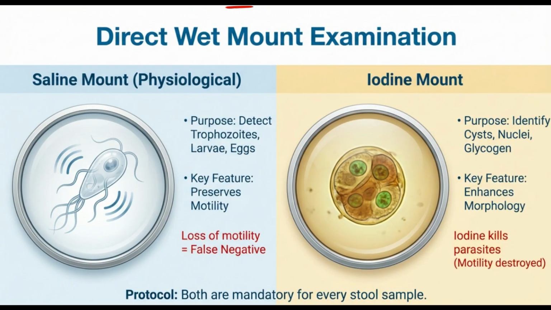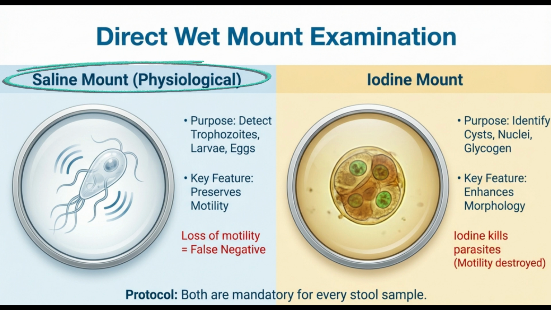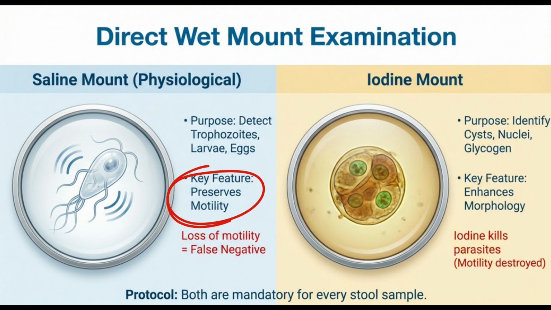Next up is the direct wet mount examination, and this is a crucial two-part process. On one side, you have the saline mount. It uses a physiological saline solution, which is just perfect for preserving the parasite's motility, seeing it move. Spotting a motile trophozoite is a direct confirmation of an active infection. But, and this is a big but, if that motility is lost, you risk a false negative.